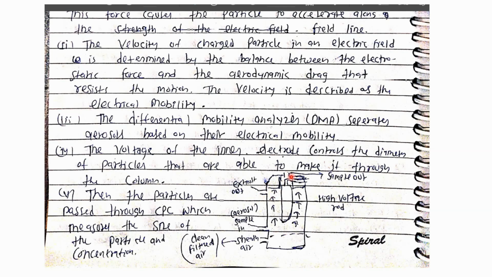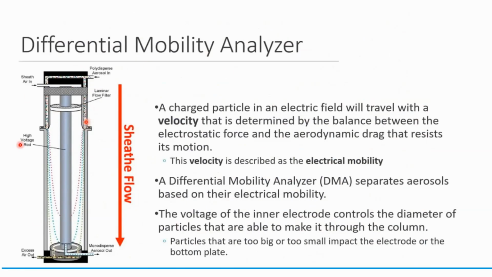Let's move on to the digital picture. So this is a typical DMA diagram. Then there is the high voltage rod, sheath air is there, then the aerosol sample is there. It mixes with sheath air, then comes in contact with the electrical field. It gets mobilized, it carries electrical charge. Based on the size of the particle, different mobility is present on different size particles. There is an opening of certain dimensions, wherein, for example, if this opening is of 2 nanometers, then a particle having a size of 2 nanometers will be able to pass through this opening, and the remaining will be exhausted out. So that's how it works.